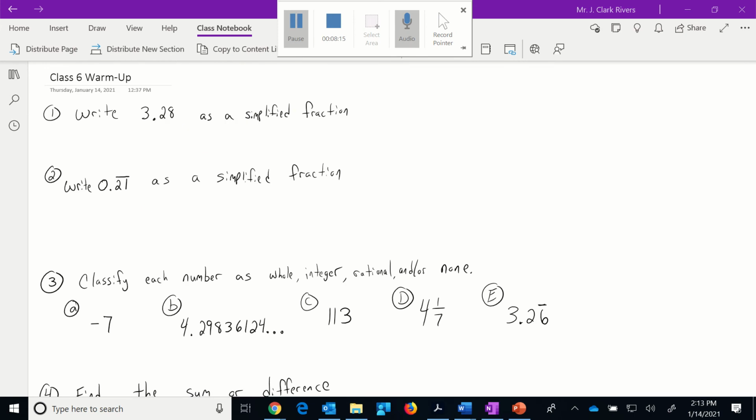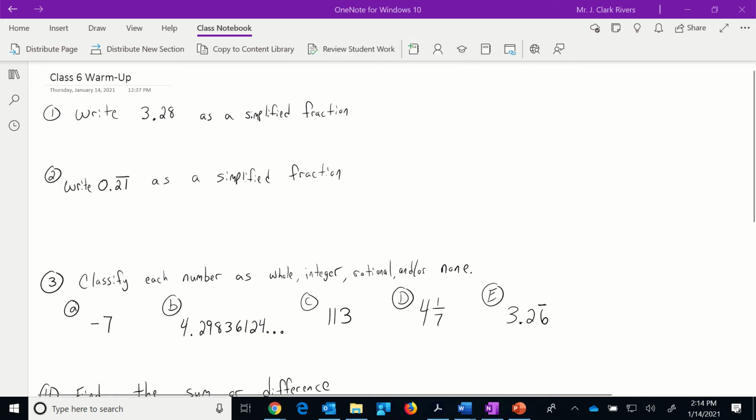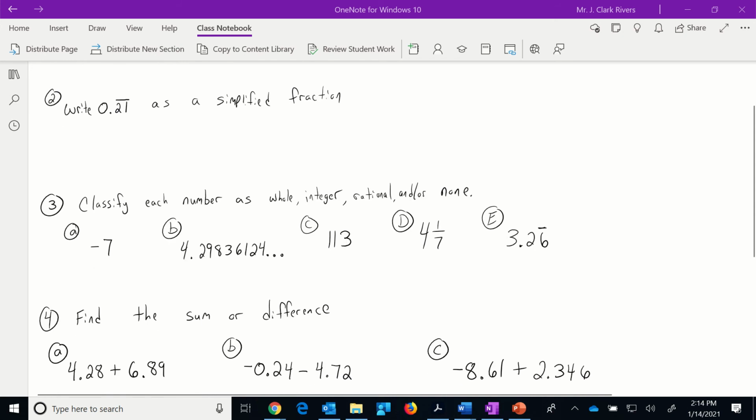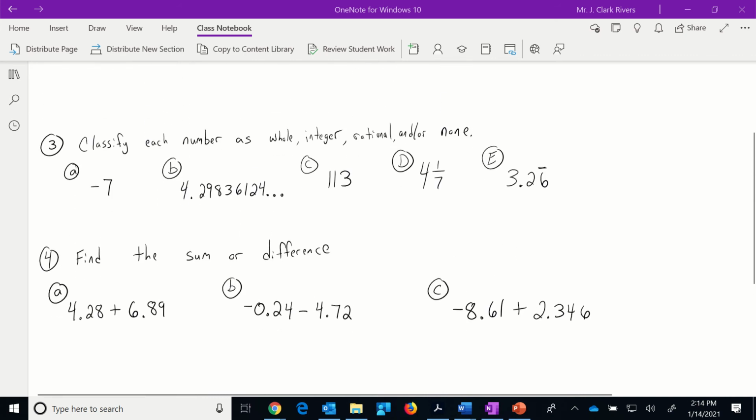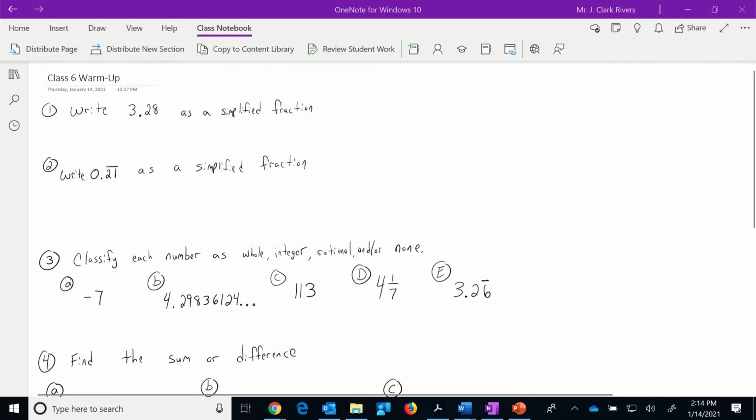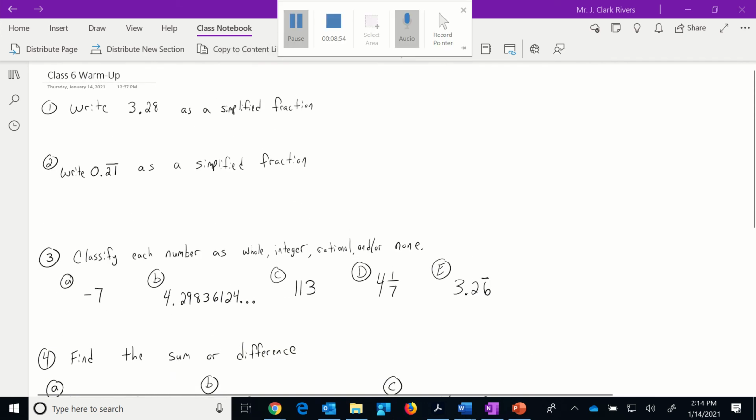Okay. Up next, we have a class warm-up. I have sent this to your assignments folder. It's basically a review of everything we've done in this unit. We're going to write a terminating decimal as a fraction. We're going to write a repeating decimal as a fraction, and simplify both of those fractions. We're going to classify each number as whole, integer, rational, and/or none, all that apply. You're going to find the sum or the difference. Do not just estimate, find the specific sum or difference on A, B, and C there. So pause the video now. This can be found in your assignments folder, the class 6 warm-up. Go ahead.